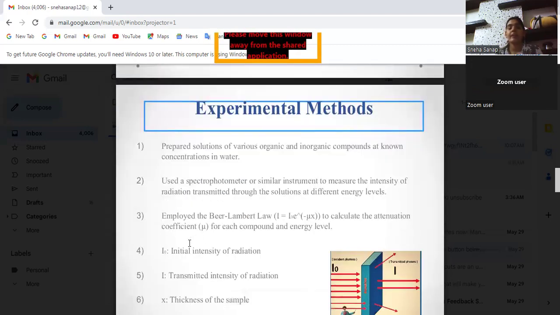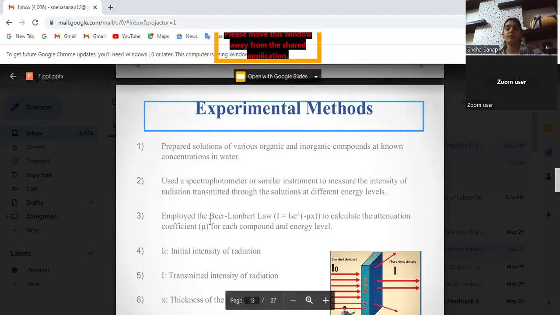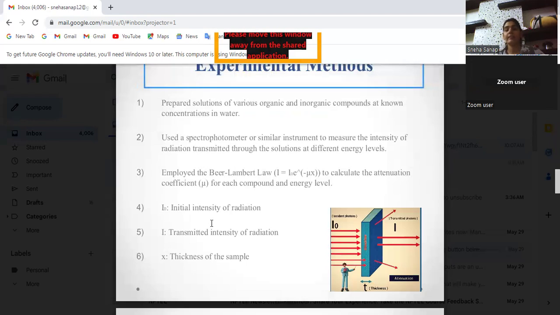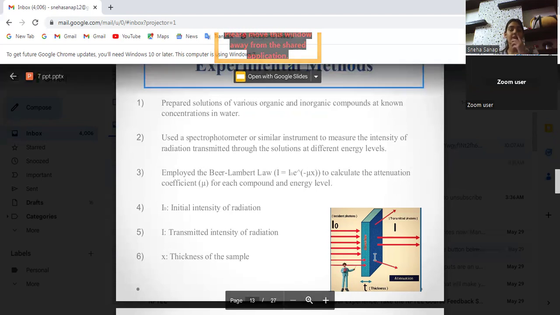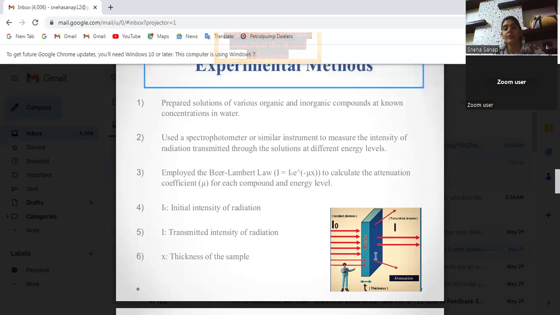Now the experimental method. We take a wall or any kind of material of some thickness, and we use the Beer-Lambert law. We irradiate the material with rays, and only some rays pass through it, depending on the thickness. We use the formula with the initial intensity of radiation, the transmitted intensity of radiation, and the thickness of the sample. With a big thickness of the sample, only some rays pass straight through, and some go in a different direction. So we relate the intensity of the gamma rays, the thickness of the sample, and the attenuation.